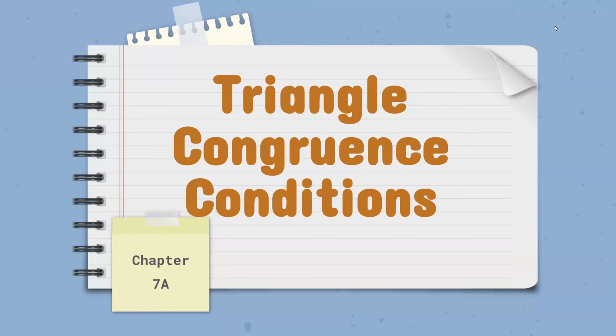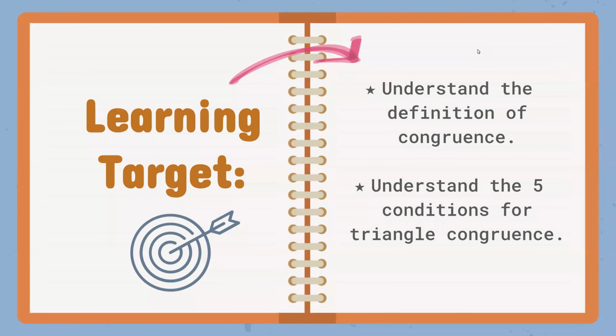In today's video, we're going to be looking at triangle congruence conditions, which can also be called postulates. So understand the definition of congruence and understand the 5 conditions for triangle congruence. That's your learning target today. So you have 5 conditions or 5 postulates that help you determine if 2 triangles are congruent or not.